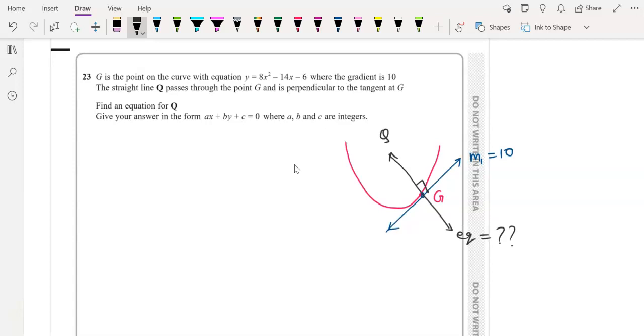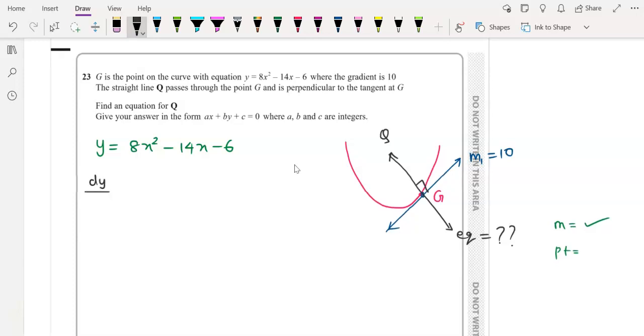Now, your function is y equals 8x squared minus 14x minus 6. To find the equation of the line, we need the slope, which we can get because the lines are perpendicular, and we need a point or the y-intercept. We don't know any point on the line, but we know that the slope is 10 at point G. So we'll try to work out point G using differentiation. Let's differentiate both sides with respect to x.